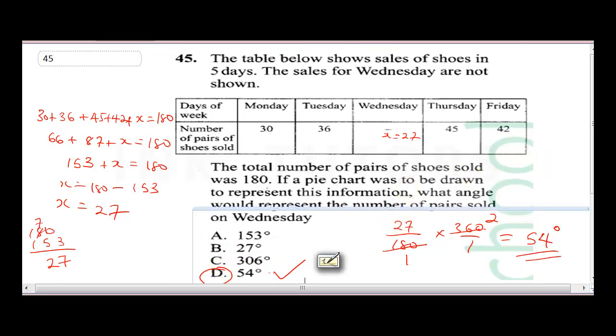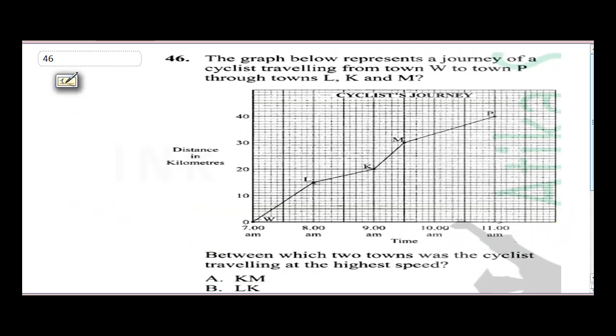So that will take us to question number 46, which says, the graph below represents the journey of a cyclist traveling from town W to town P through L, K, and M.